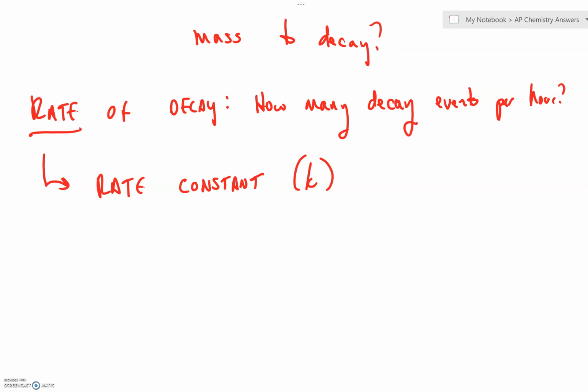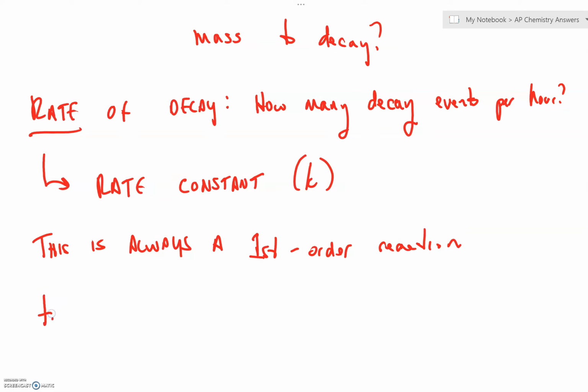And so here's how we get into half-life. The decay of any radioactive substance, any radioactive nuclide, is always a first order reaction. And that means, if you reviewed your rate law like I asked you to, that the half-life for any such reaction is equal to 0.693 over our rate constant k.